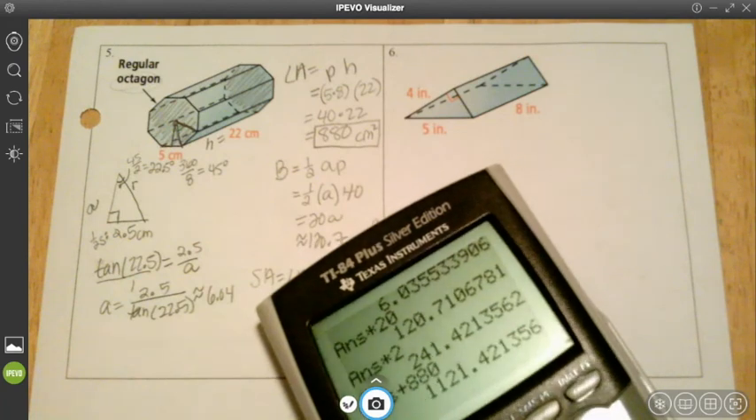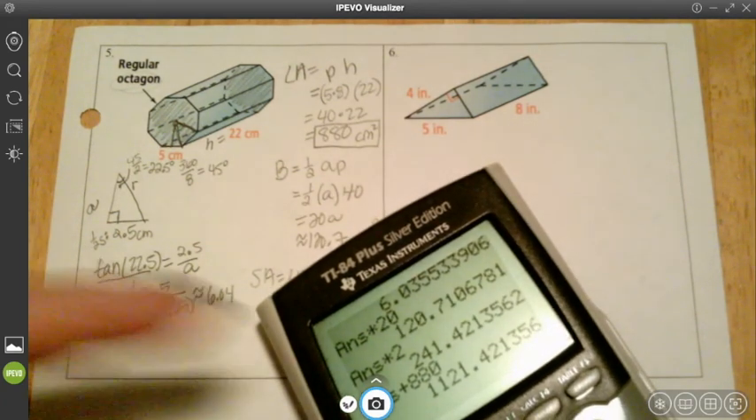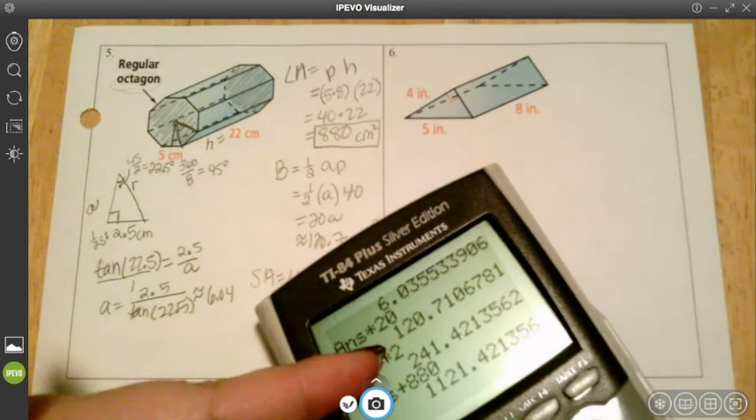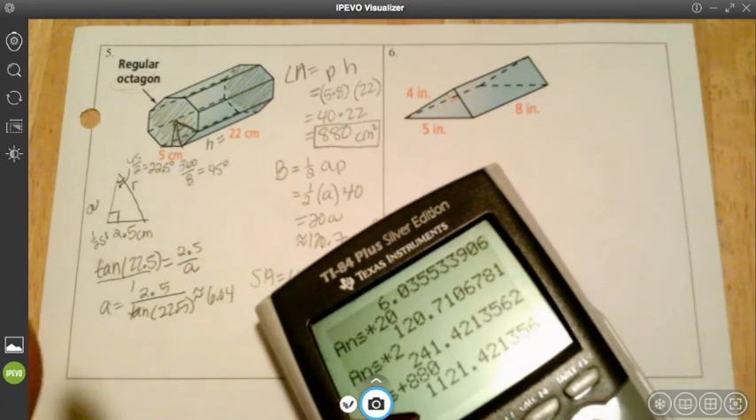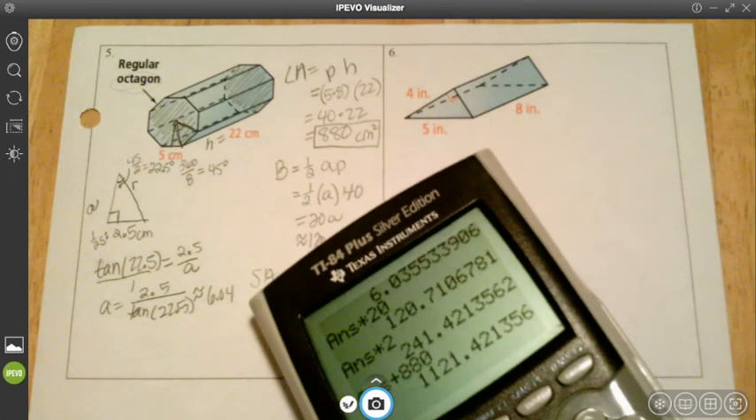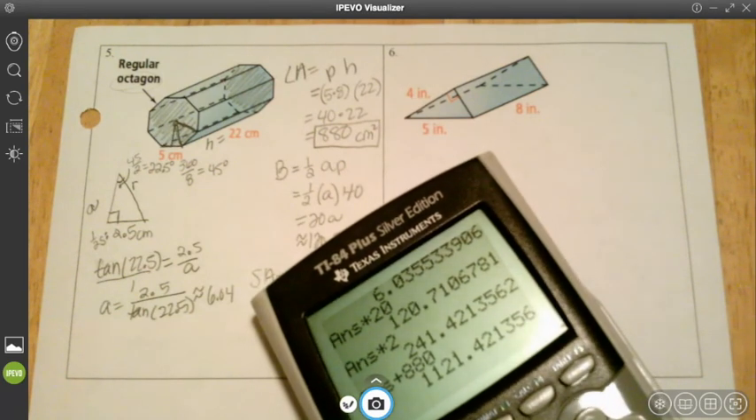Now, the very last step is to round. If I rounded at the beginning, if I rounded here, and then I rounded here again, by the time I get to the end, I could have a very different answer. It could be off by a whole point or two. And we want to get as close to exact as possible. So try not to round until the very end.